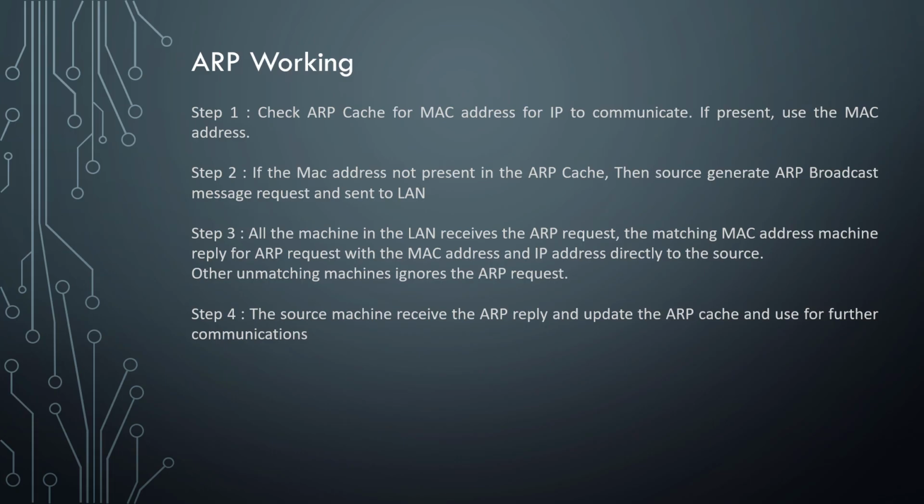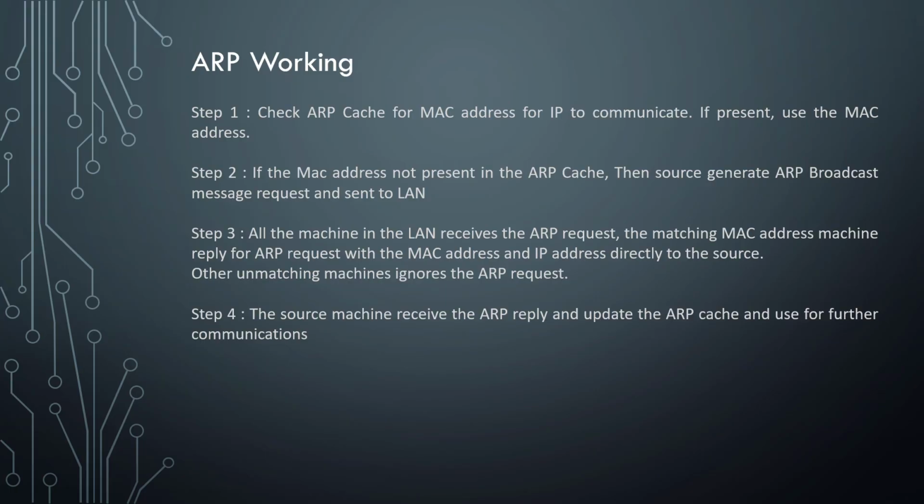So here we can see how ARP works. For each device to communicate, the device has its own IP address as well as the destination IP address. So what it does is check the ARP cache. The ARP cache is available in each client machine. In Windows, if you type arp -a, we can get the list of ARP entries.